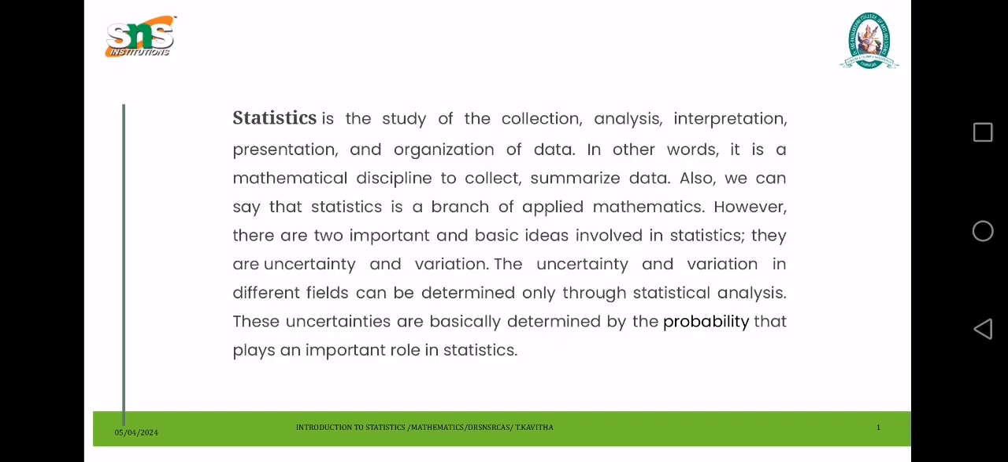However, there are two important and basic ideas involved in statistics. They are uncertainty and variation. The uncertainty and variation in different fields can be determined only through statistical analysis. These uncertainties are basically determined by the probability that plays an important role in statistics.